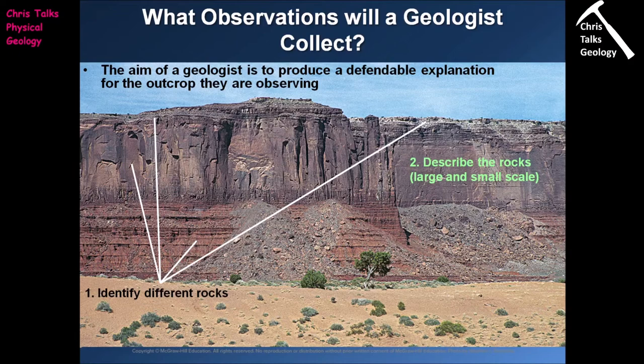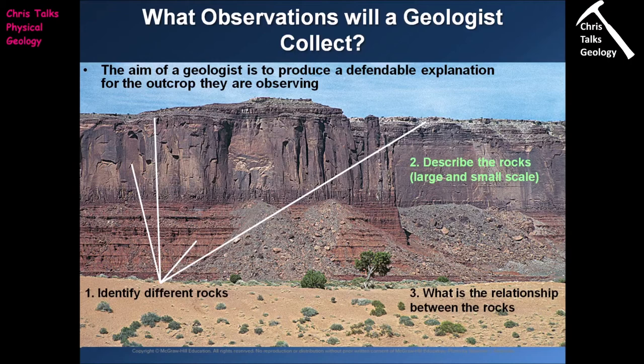And the next thing we're going to think about are, what are the relationships between the rocks? So this is important when it comes to trying to work out how the outcrop formed. So we can quite easily as a geologist work out what the layers of rock are, but the real challenge is trying to come up with a sequence of events that would produce the outcrop that we're looking at.